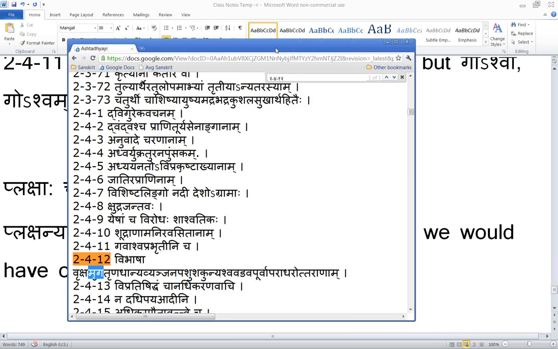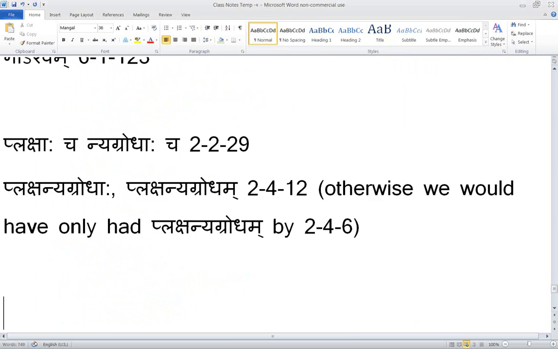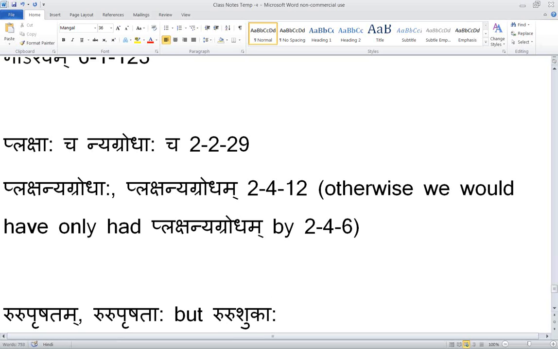So now let me just put this in the document quickly. So you have ruru prushatam, ruru prushataha. By 2.4.12, because mruga is included in that, basically to give you this example, when a deer with deer, it will get this vibhasha. Ruru prushataha, but this is 2.4.12, but rurushukaha only, shukaha only.